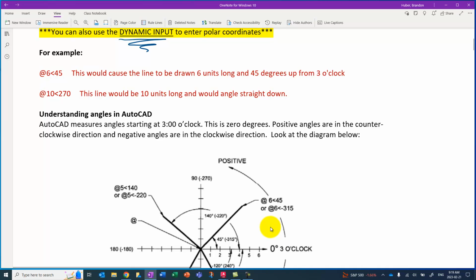Okay, so a couple examples here. If you were to type this, you would create a line, let's say from this point, that would be 6 units long, and it would be moving upwards 45 degrees. So 45 degrees from where? Well, if you had another line pointing straight to the right, this would be 45 degrees. If you were to have this typed in, and we started from this point, you would have a line going straight down 10 units long.